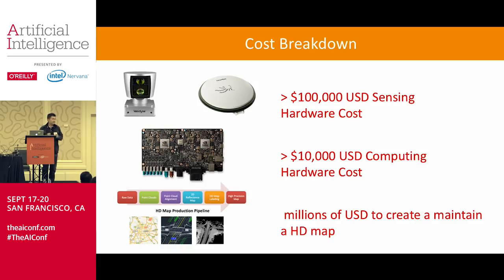That's why it's so expensive. It's millions of US dollars to capture and create a map for a city like, not even San Francisco. To maintain this map for San Francisco, probably millions of dollars a year. So who's going to pay for it?